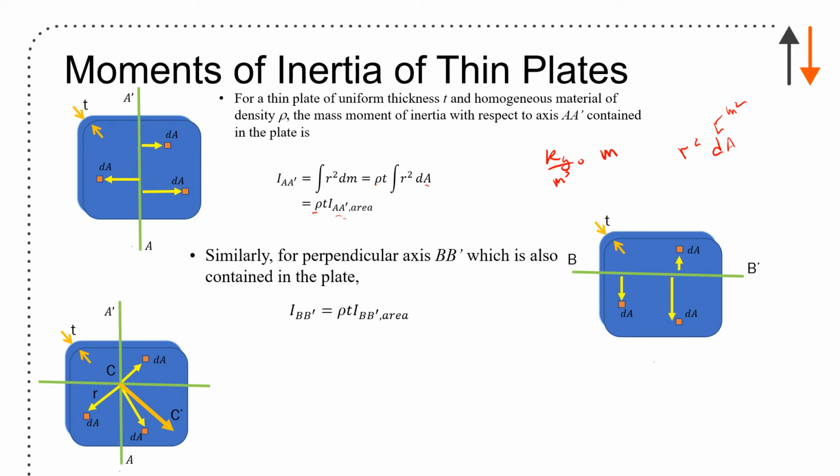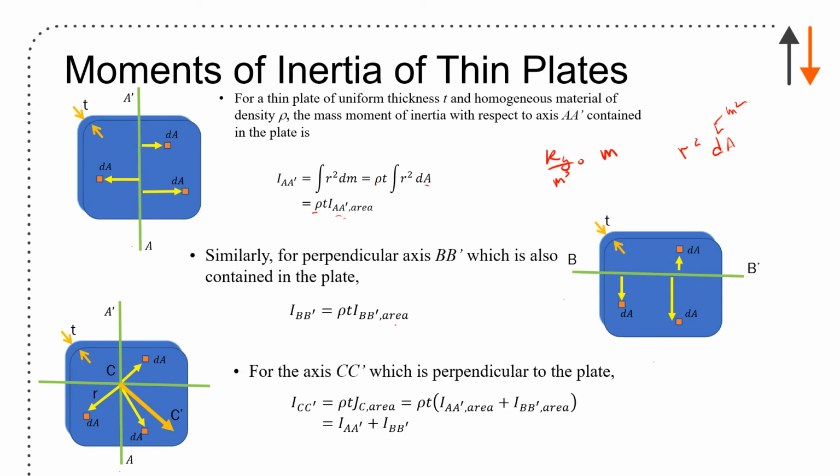And you see the same thing over here, I_BB' area. So that's the only difference here, the difference in terms of the axes. Of course, the numerical values in both of these cases will be different. Finally, if I do a normal axis through the plate, I end up with I_CC', and that's just going to be rho T times the individual area moments of inertia, and which is the mass moment of inertia is added up together. So that's kind of a useful relationship too.